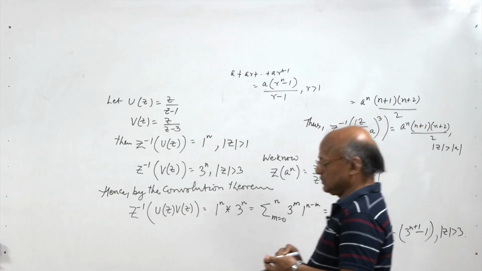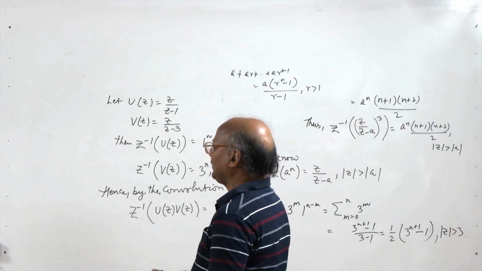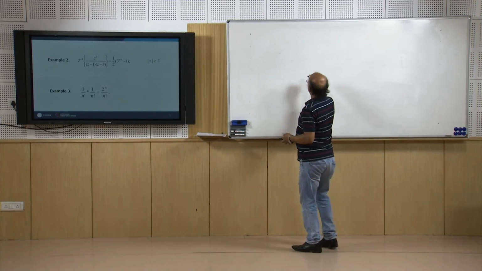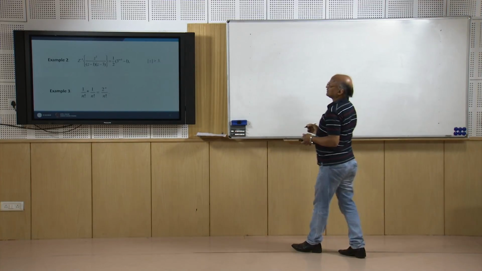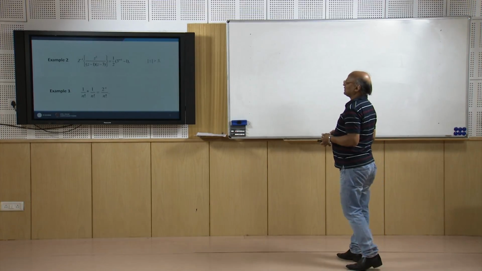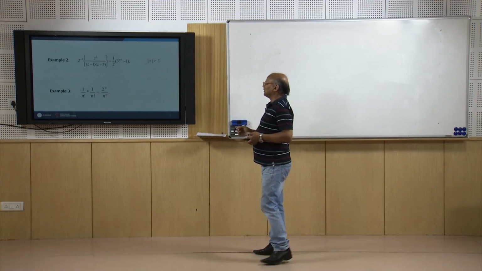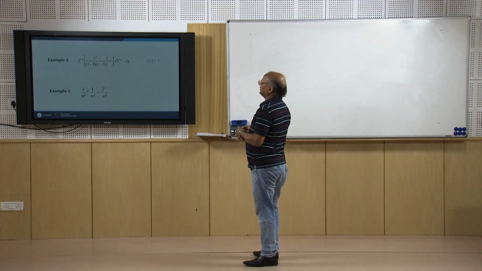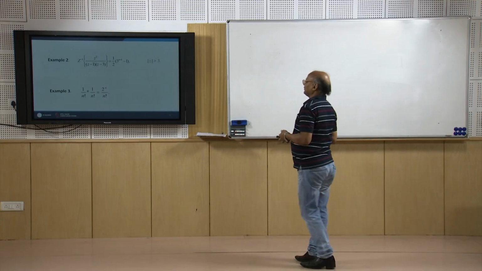So the region should be mod of Z greater than 3. Now let us take up another question. Here we have two sequences. One sequence un is 1 by n factorial, the other sequence vn is also 1 by n factorial, and we are to show that the convolution of un with vn, or you can say un with un, gives you 2 to the power n by n factorial.